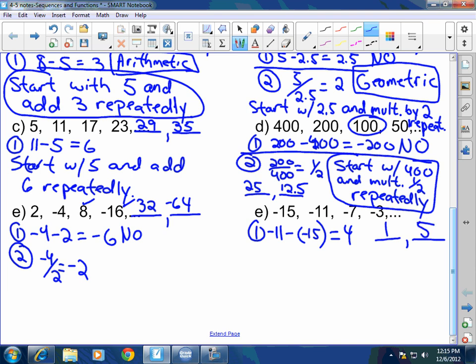1 and 5. So this would be arithmetic, and you would describe this function by saying start with -15 and add 4 repeatedly. Does that make sense? All right. Now the rest of the lesson I think is really easy.